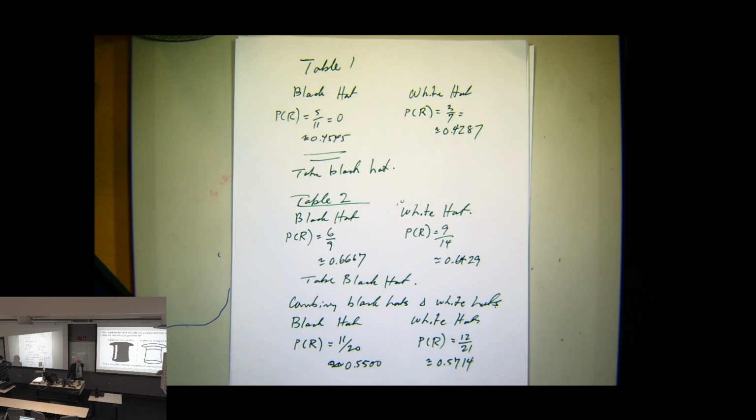So which hat should we take? Which hat did you take? I take the white hat. You take the white hat. Now, how many find it weird that when we had the two tables separate and the hat separate, each time you took the black hat, and we combined the balls, and now we take the white hat? Is that weird? It is kind of weird, right? And that is what is known as Simpson's paradox. Okay, and there's a definition of Simpson's paradox.